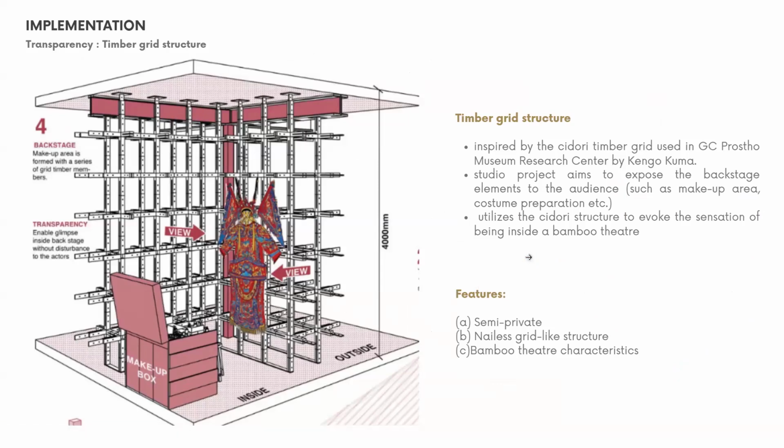Moving on to the implementation, let's start off with the timber grid structure, which gives a sense of transparency. This structure is inspired by the Sidori timber grid used in the GC Museum Center by Kengo Kuma. This studio project aims to expose the backstage area to the audience, such as the makeup area and costume preparation area. So it uses the Sidori system to evoke the sensation of being inside a bamboo theater, with a grid-like structure similar to the ones you can see in traditional bamboo theater. Some features of this timber grid structure are, firstly, semi-private, secondly, a nailless grid-like structure, and thirdly, bamboo theater characteristics.